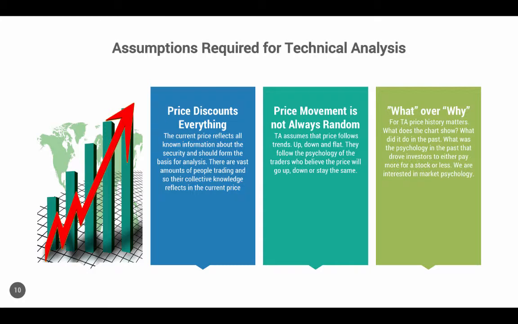So for technical analysis, price history matters. What has the chart shown? What has it done in the past? What was the psychology of the market participants in the past, which led to the price of the security being what it is now? So it's more interested in what happened instead of what will happen.